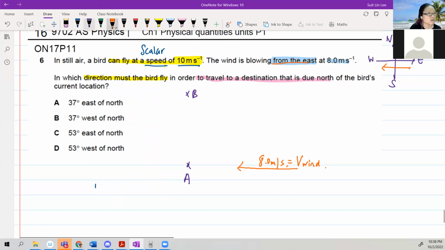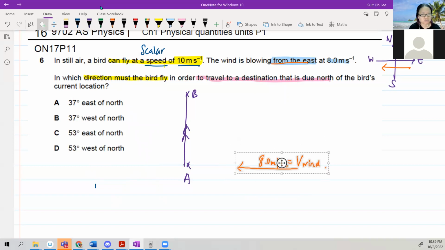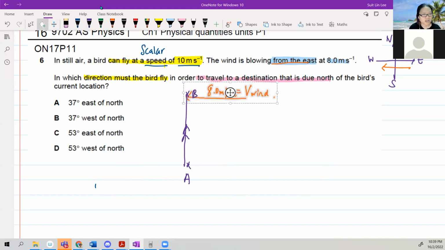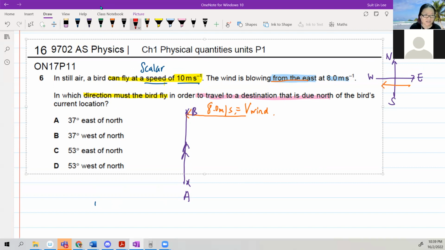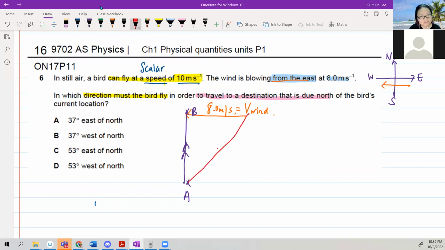I want to go from here to here. So I think to myself, hey, this is my resultant. And all I have is this wind speed. So since this is the resultant, I'm just going to take this one and put it here, because this is where I should end up, right? In order to end up at point B, if the wind is going to take me to the left, I will fly to the right this way. This is the speed of the bird. So the resultant will now be northward, A to B.